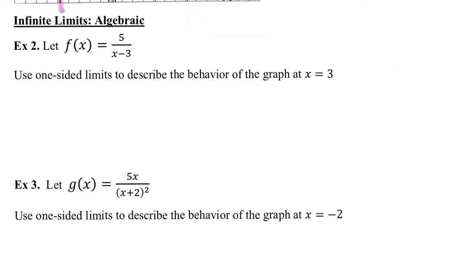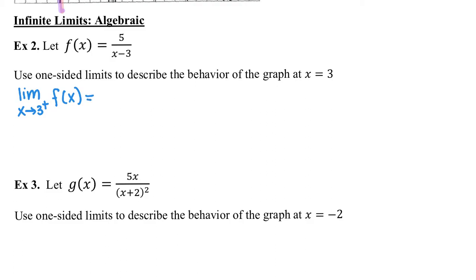Okay, for these next ones, I'm given an equation and I'm going to describe the behavior of the graph around the vertical asymptotes, but I just don't have the graph, so I'm going to use the equation to figure out the behavior. So use one-sided limits to describe the behavior of the graph at x equals 3, and if I look at this equation, I can tell that there will be an asymptote at x equals 3. So on either side of the asymptote, I'm trying to see is the graph going to go up or down? It doesn't matter which one you do first. Let's do 3 from the positive side for no particular reason.